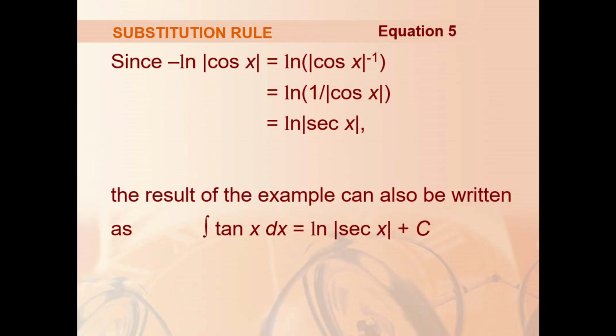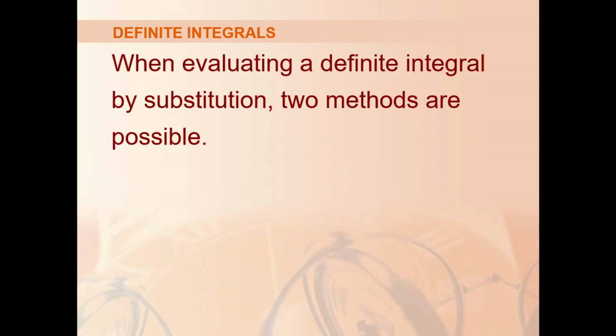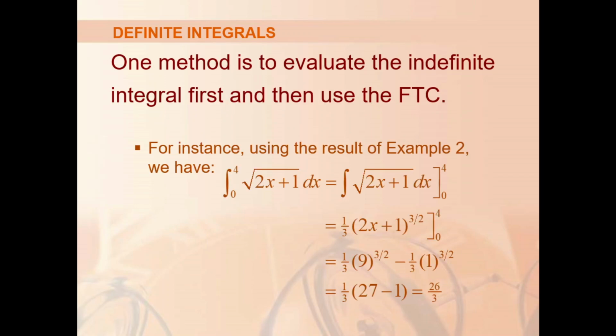Since negative ln cosine x is equal to ln of cosine x to the power of minus 1, the result of the example can also be written as the integral of tan x dx, which is ln of secant x plus c.